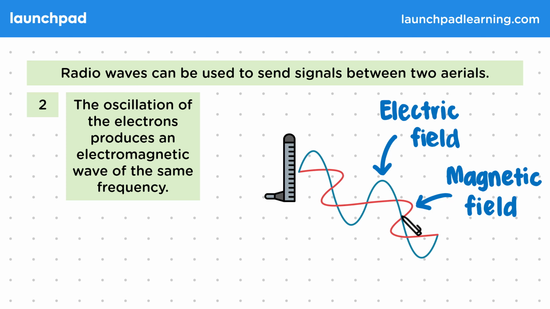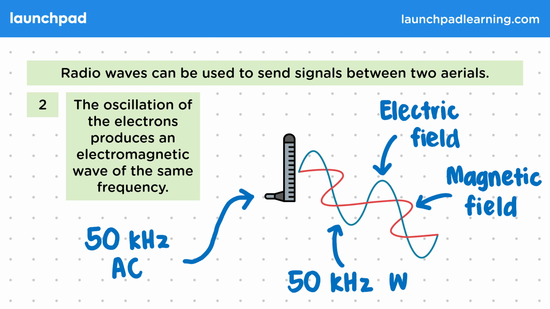In an exam, you can just say that the oscillations of the electrons produce an electromagnetic wave and then leave it at that. A detail you do need to know about, though, is that the frequency of this wave will be the same as the current. So if we send a 50 kHz current to the aerial, then that will produce a 50 kHz wave. Each oscillation of the electrons will produce one wavelength in the wave. This is also why we produce radio waves in particular, since they have the lowest frequency of all electromagnetic waves. It's hard to produce alternating currents with large enough frequencies for other types of waves.